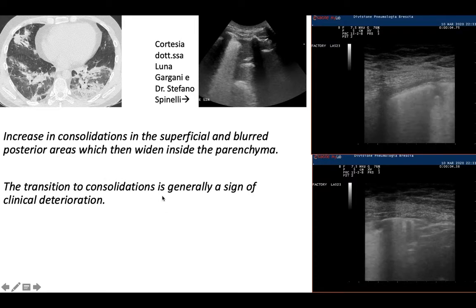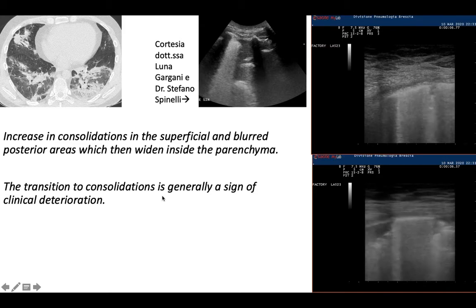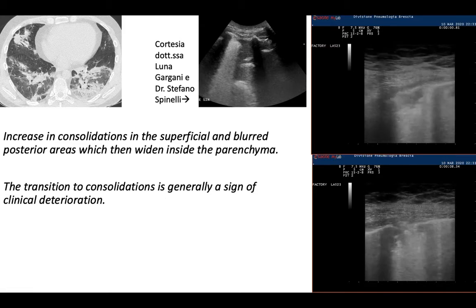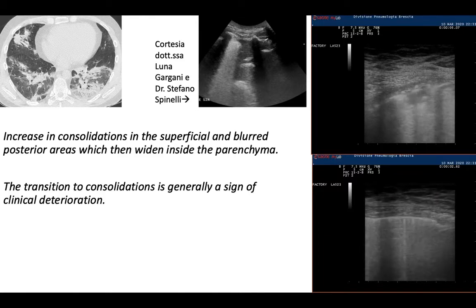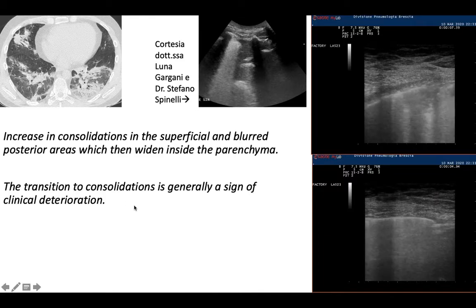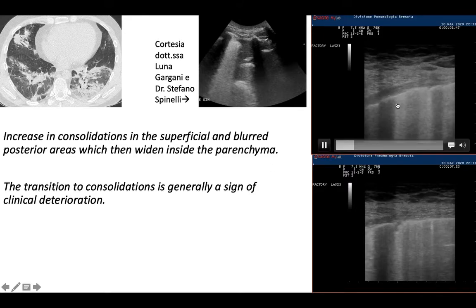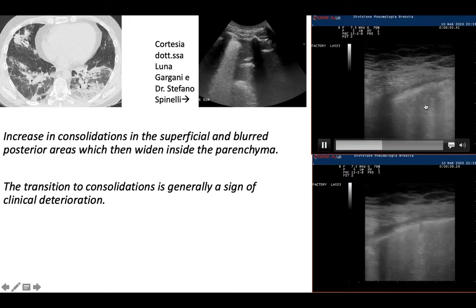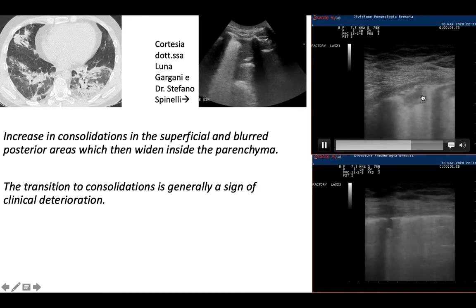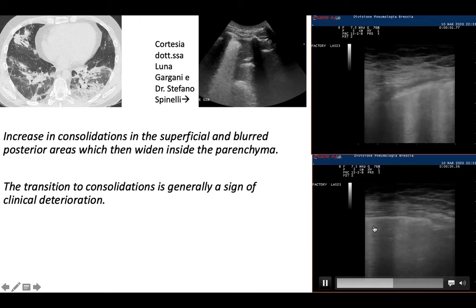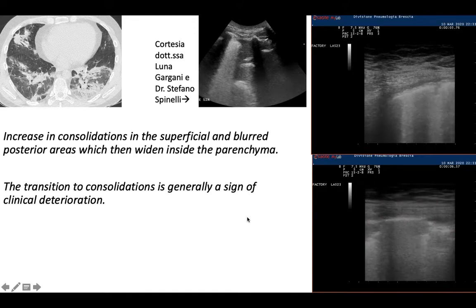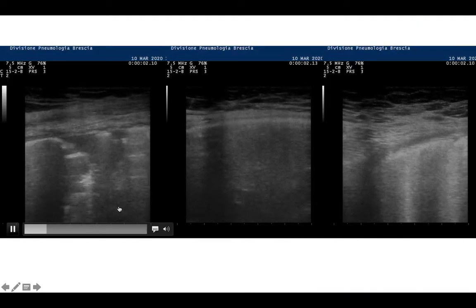Then we have an increase in consolidation in the superficial and very posterior areas, which then widen inside the parenchyma. The transition to consolidation is generally a sign of clinical deterioration. We see this little consolidation, about 1-2 centimeters, that we see also in these videos.